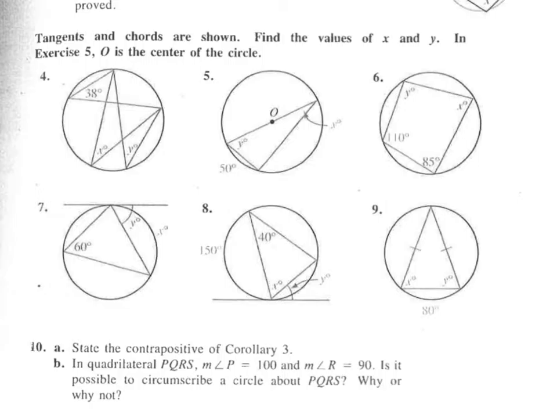Okay, you should have worked 4, 5, and 6. The directions read, tangents and chords are shown. Find the value of x and y. In exercise 5, O is the center of the circle.